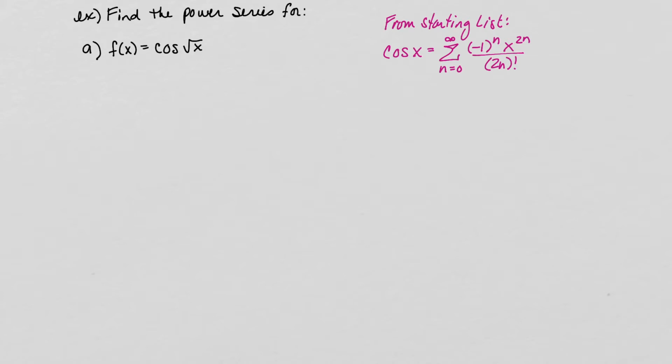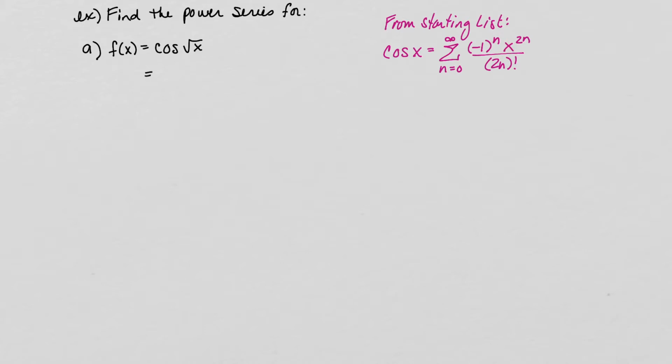And so instead, what we're looking for is the cosine of the square root of x, right? So what that means is I am going to go here, and everywhere there's an x, instead of an x, I'm going to put a square root of x, right? So there's only one x showing up here. It's right here. So I'm going to put the square root of x.